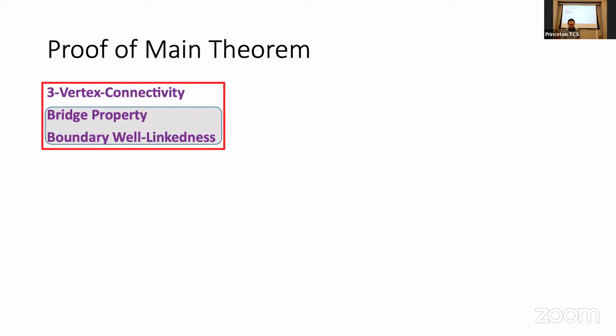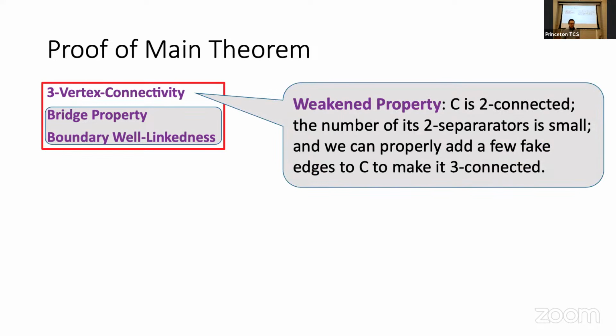And for the first property, three vertex connectivity, we still do the same thing. We eventually replace it with a weaker one. We can forget about the details here, but instead of being three vertex connected, we want it to be two vertex connected, and the number of two separations small, and we can sort of augment it to vaguely view it as actually a three vertex connected one. For three vertex connected graphs, if the graph is planar, it has a unique drawing. But a two vertex connected one doesn't have a unique drawing.